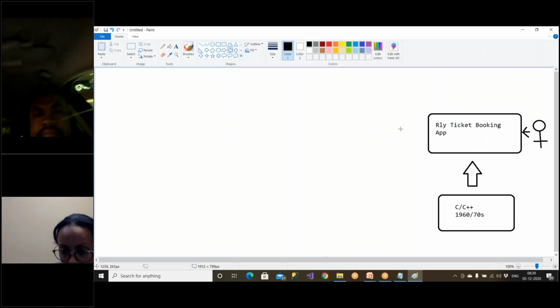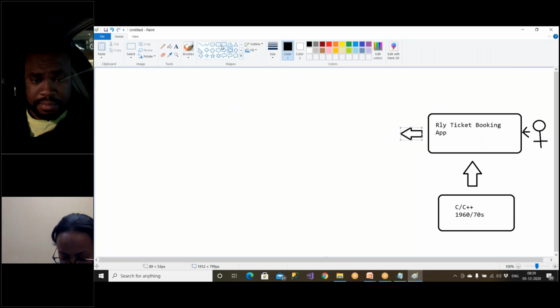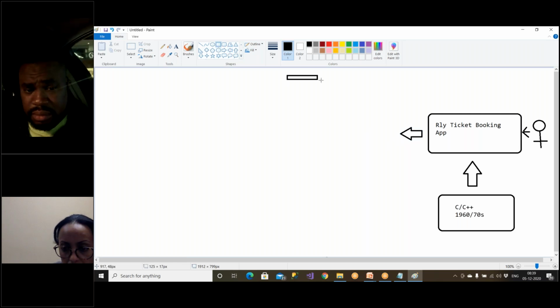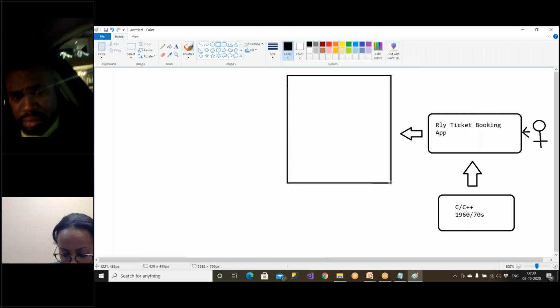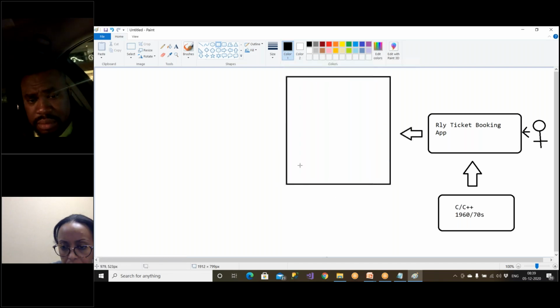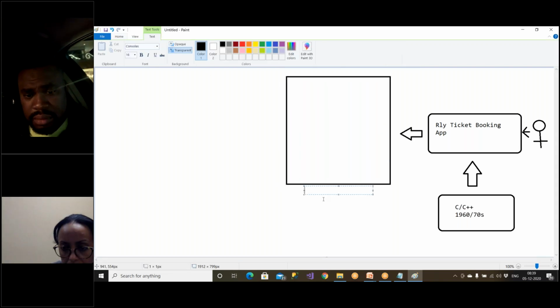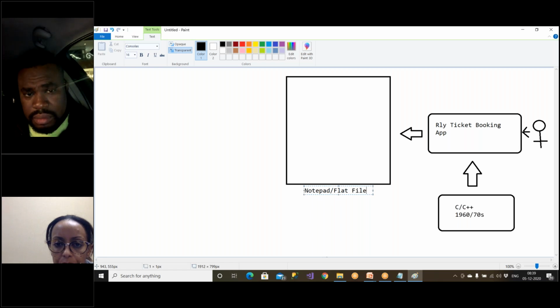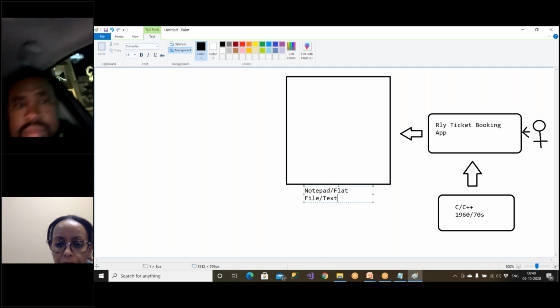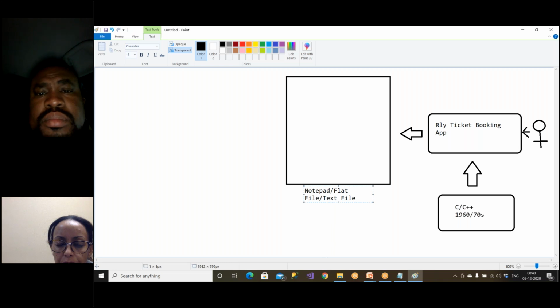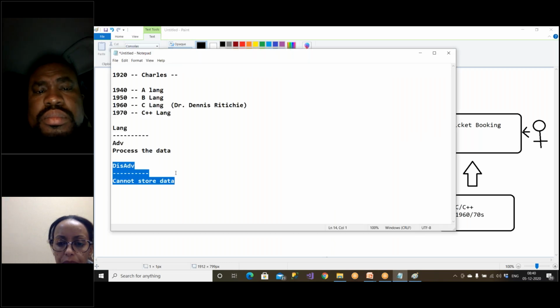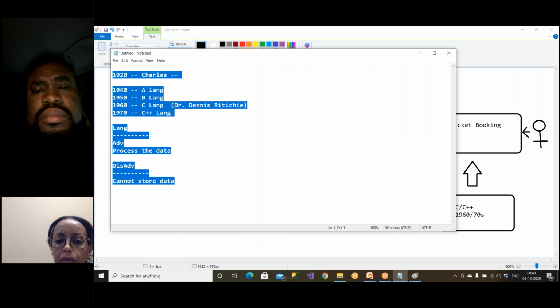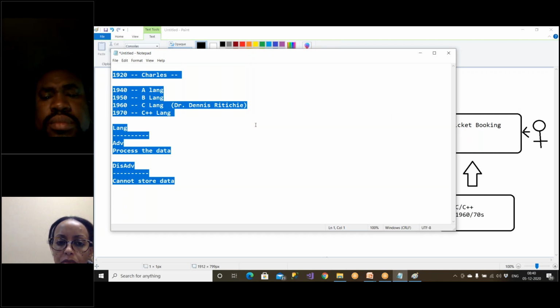So what the scientists did, they intelligently took what is called a notepad. Clear? So notepad is completely given. It is also called a flat file. Okay, flat file, or we can call this a text file. Clear? So this is what is called notepad. Whatever I'm typing here is what is called notepad. This is also called a flat file. This is also called a text file.